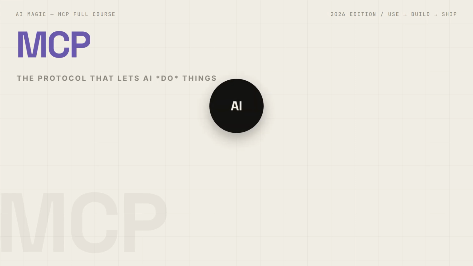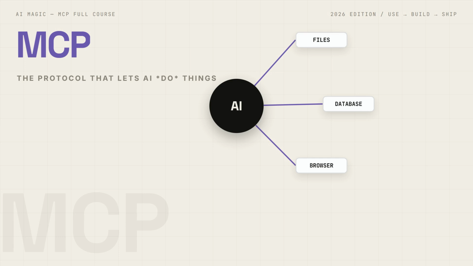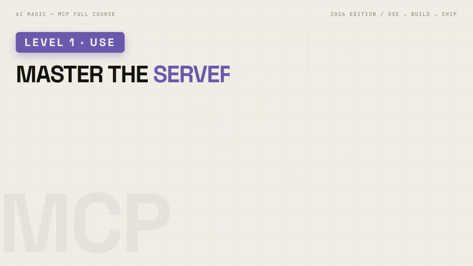MCP, the protocol that lets AI actually do things. Read your files, query your database, drive your browser. Everyone's talking about it. Almost nobody can build with it. In this course, you'll do both.